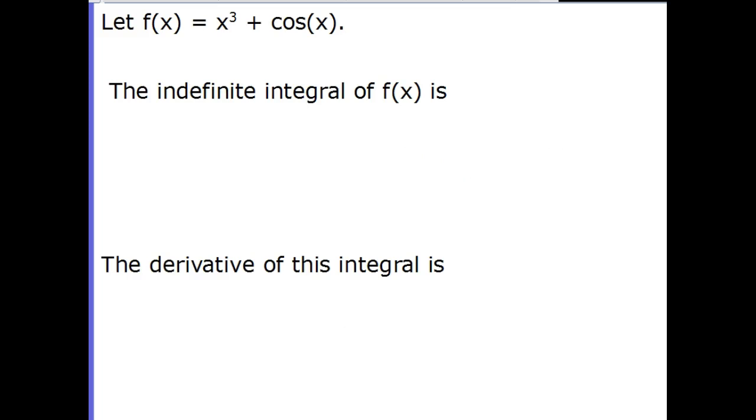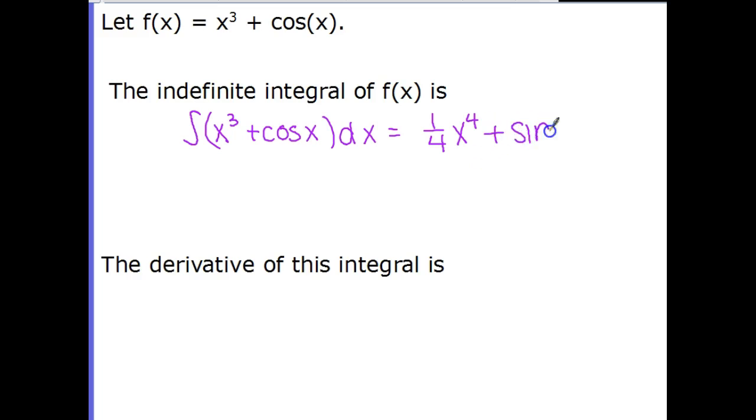So if f of x is equal to x cubed plus cosine x, what's the indefinite integral of that function? So what's the indefinite integral of this function? Yeah, you're right. I said plus C. Okay. What's the derivative of that answer? Well, I didn't write this. The original.